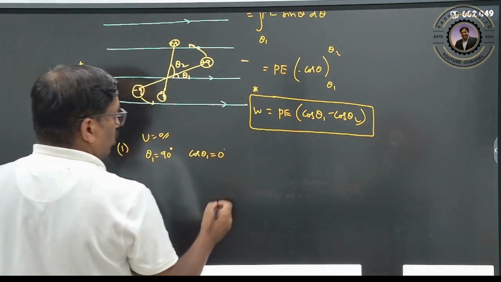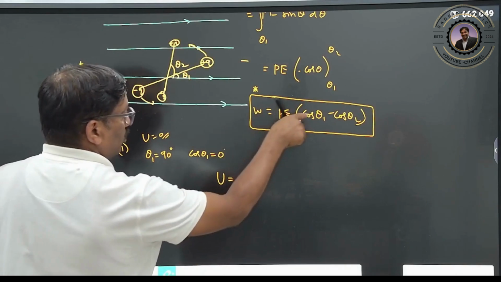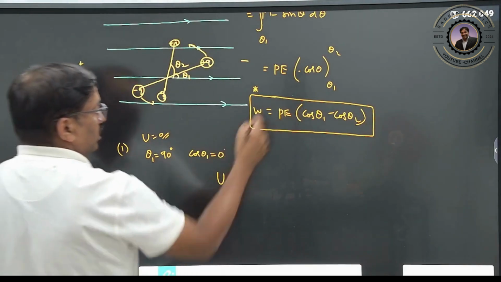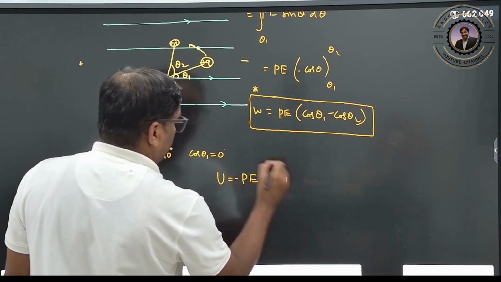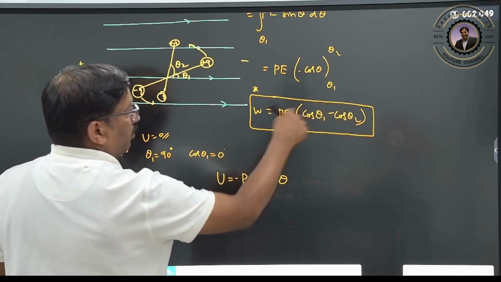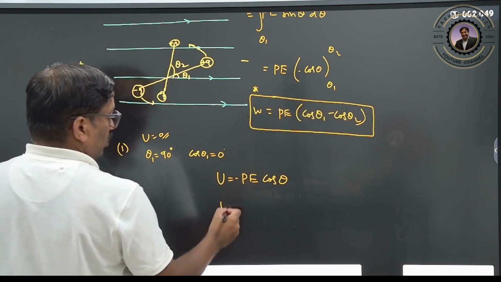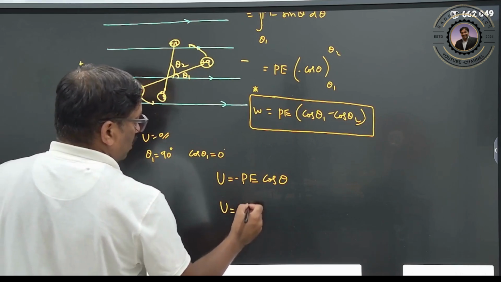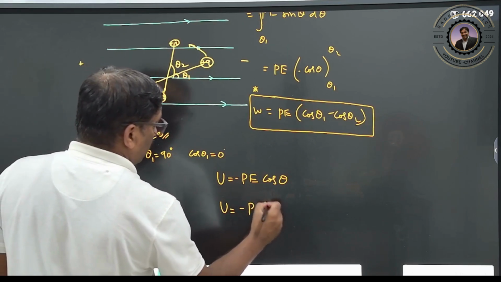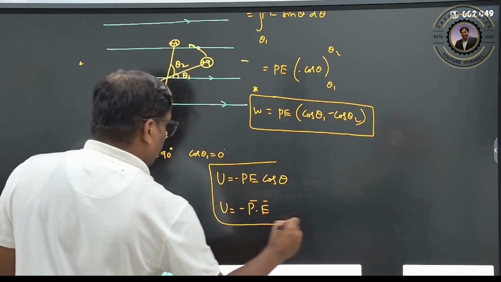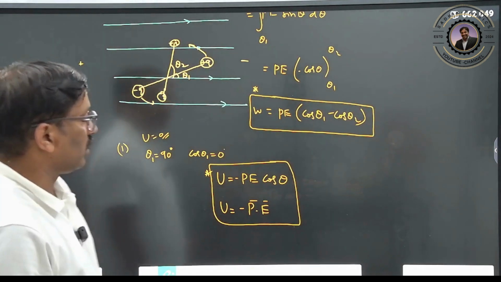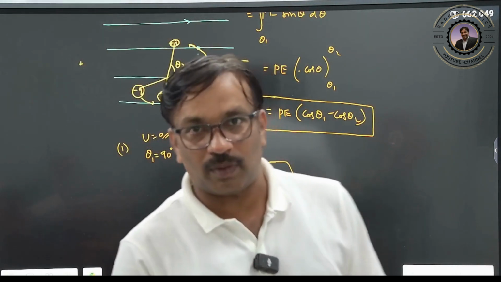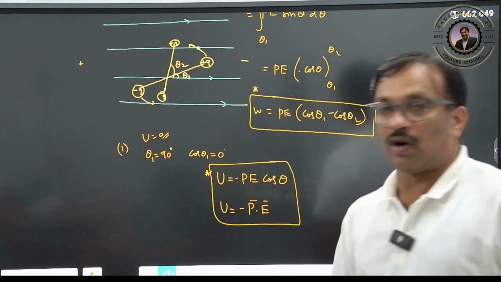Then how much potential energy is associated? You can take theta 1 equals 0. So PE, therefore, minus cos theta. Clear? With theta 1 equals 0, therefore PE cos theta. So U is equal to minus P dot E. This is the potential energy associated with the dipole. What is the potential energy associated with the dipole? Minus P dot E.